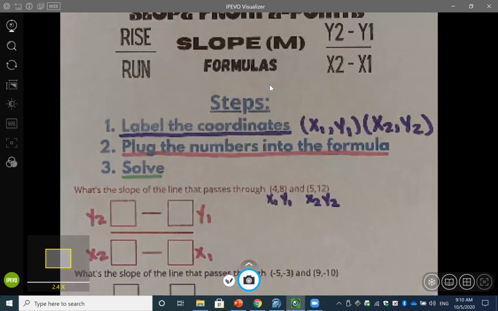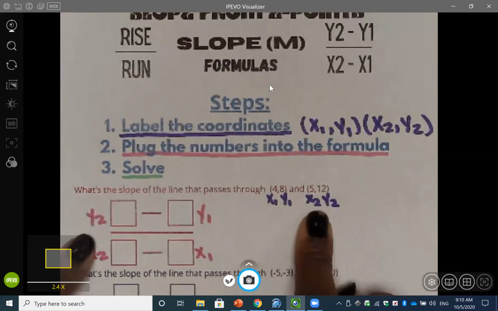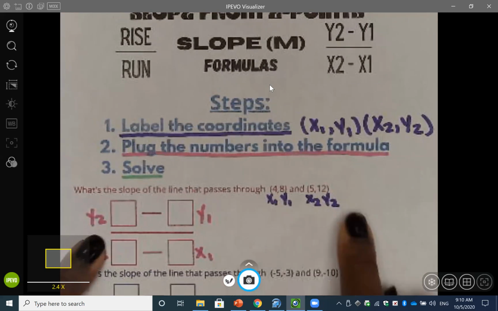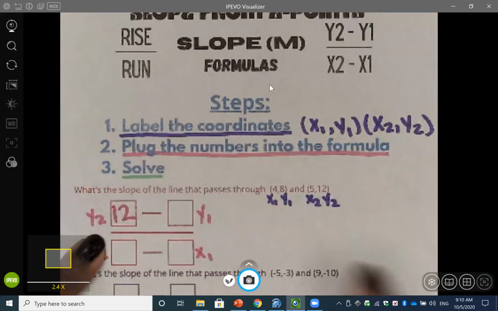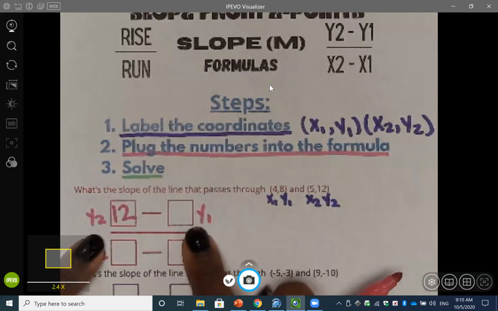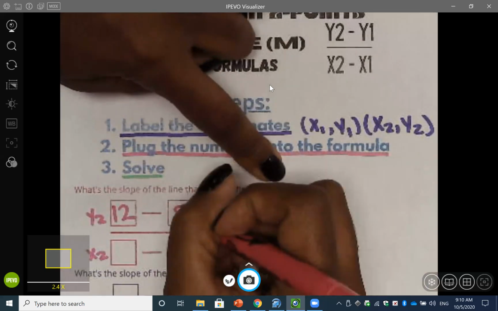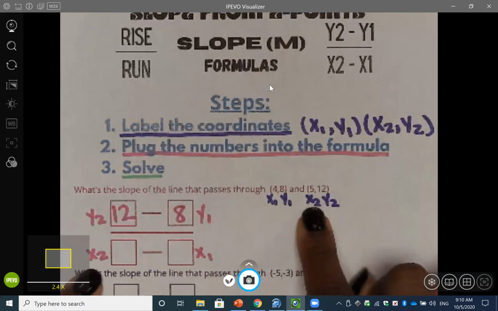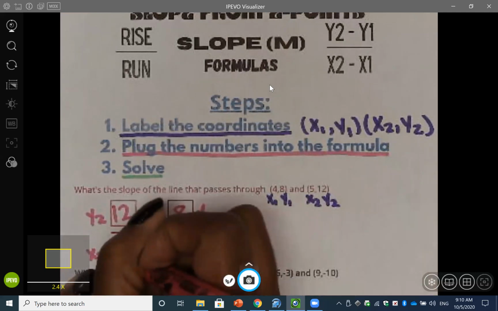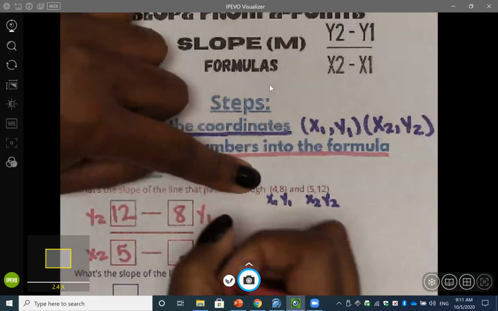So now that we know what each box needs, we're going to go to here and get our numbers. So our y2 is 12. y1 is 8. x2 is 5. x1 is 4.